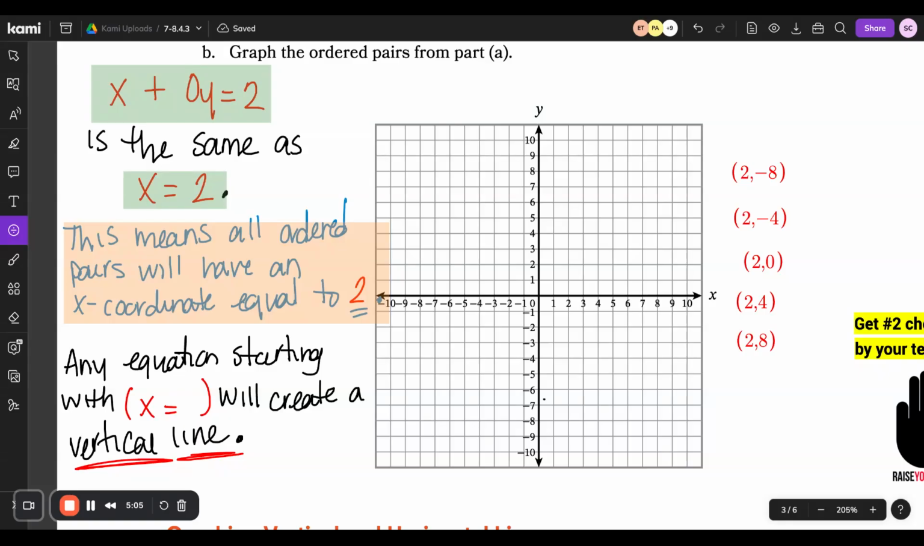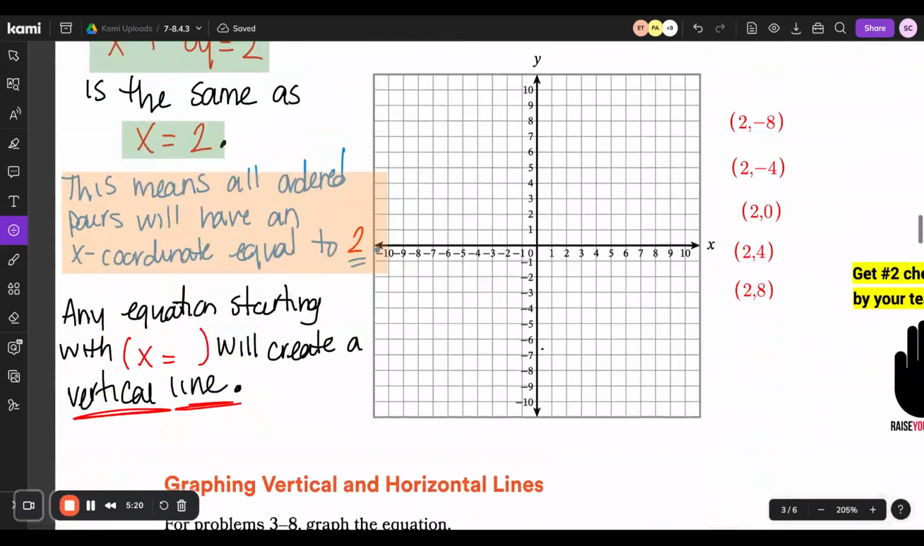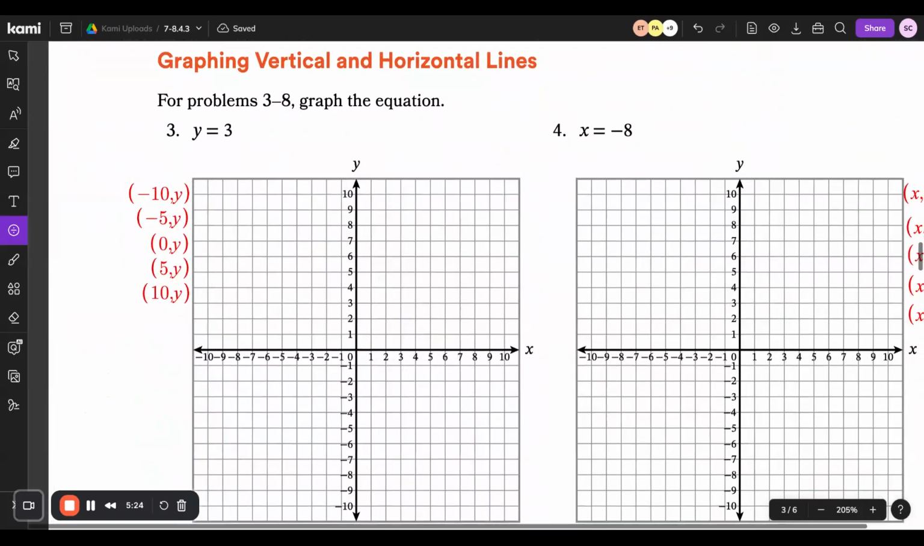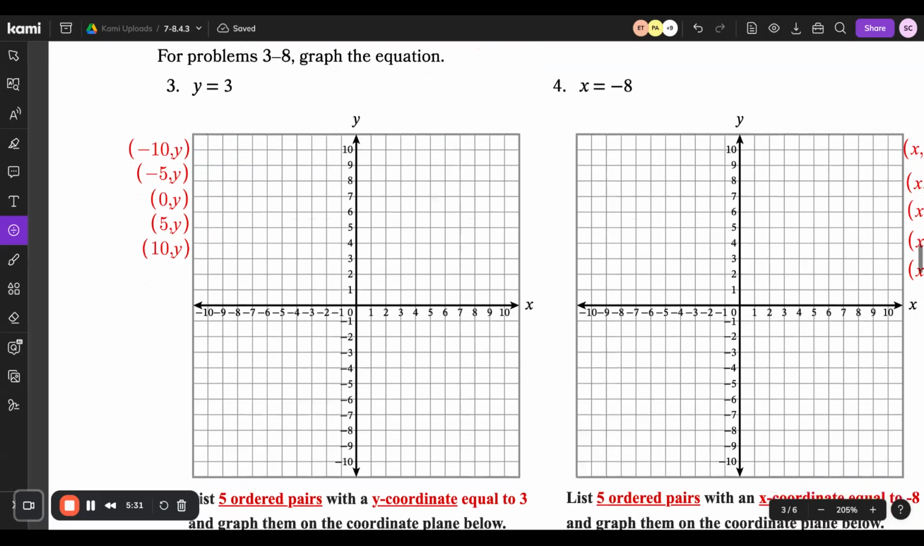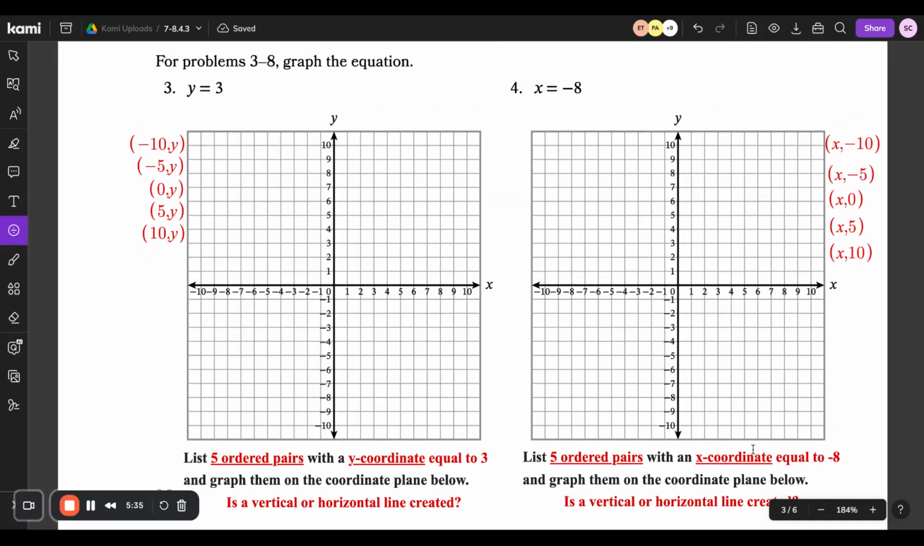So you are actually going to plot all 5 of these points, and then you'll actually see the vertical line that is created. And then I want you to also see which axis this actually cuts through. So for the y equals, what axis does it cut through for this one? And then for this one, when you have x equals, what axis does it cut through? And you'll actually see for those examples that we've done, they have graphed either a vertical line or a horizontal line.